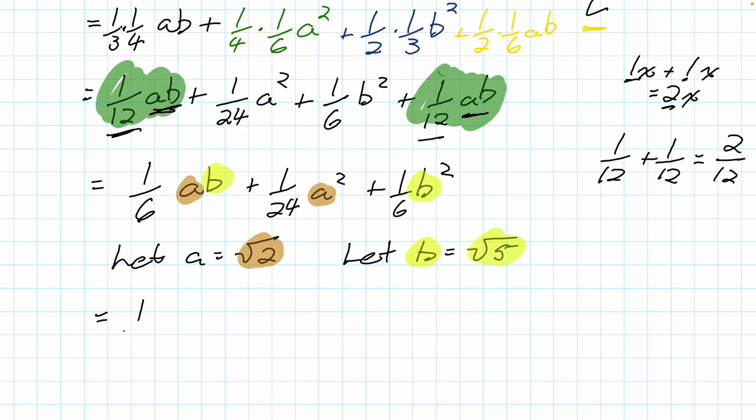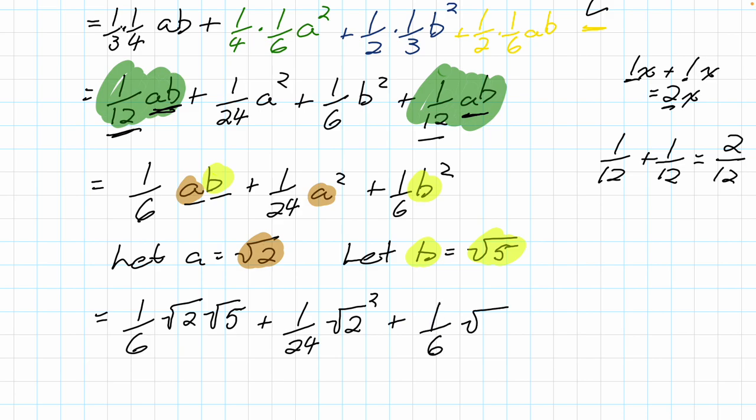We still have 1/6. Now the A becomes root 2, so I'm going to write root 2. And then the B becomes root 5. Okay, now technically this is multiplication. We're going to talk about that piece after. I'm just going to finish the rest of it. Plus 1 over 24, and I get root 2 squared. Plus 1 over 6, root 5 squared.